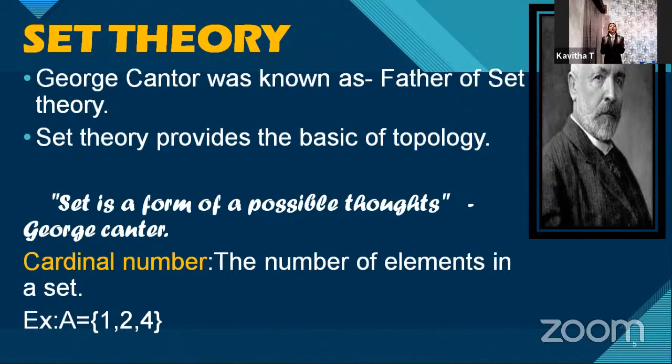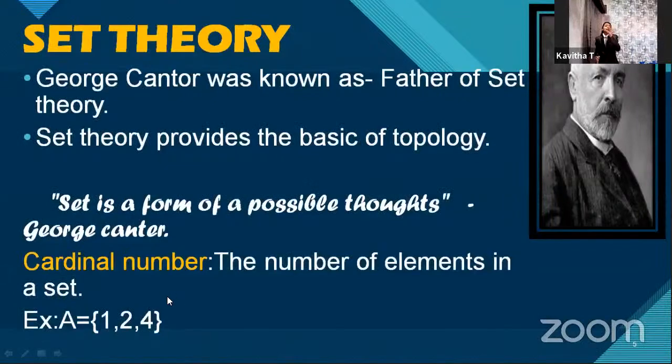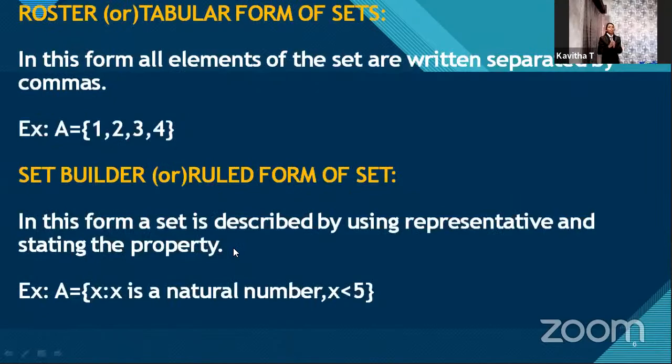Okay, next we discuss the cardinal number. The number of elements in a set is known as the cardinal number. Example: set A contains 1, 2, and 4. What is the cardinality here? We have three elements in it. So the cardinality is three. The number of elements in set A is 3.